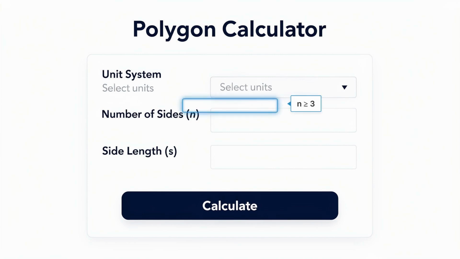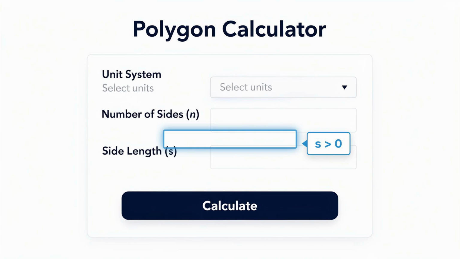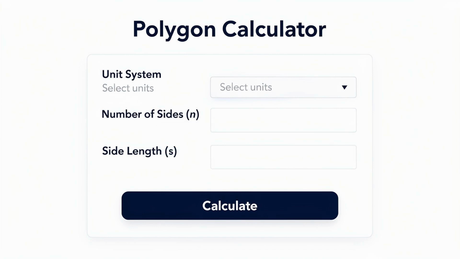Next, we have two input fields. Number of sides n requires you to enter the number of sides, which must be 3 or greater. Side length s is where you enter the side length of your polygon, which must be greater than 0. Let's calculate the properties of a decagon. I'll enter 10 for the number of sides and 10 for the side length.